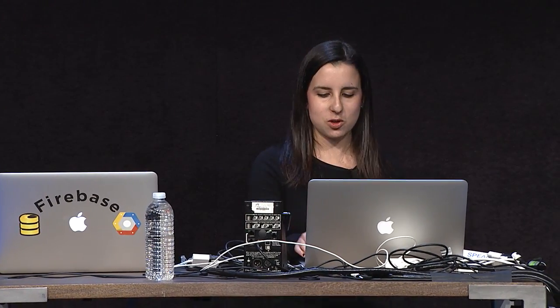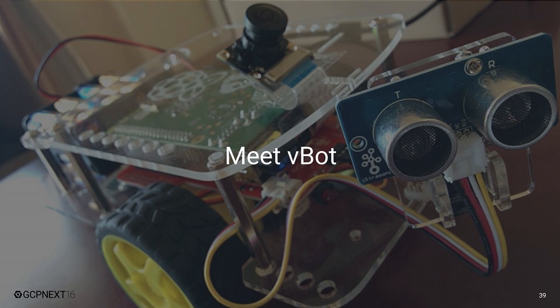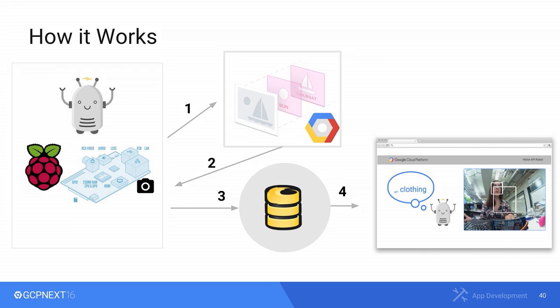For those of you that haven't seen it yet, you're probably wondering, what is this cloud vision robot you're talking about? It is an image detection robot, which is powered by the Cloud Vision API. It looks like this. Its name is VBot. And this is a little bit about how it works. So it's a Go robot that has a Raspberry Pi running on it. And the Raspberry Pi is running some Python code.